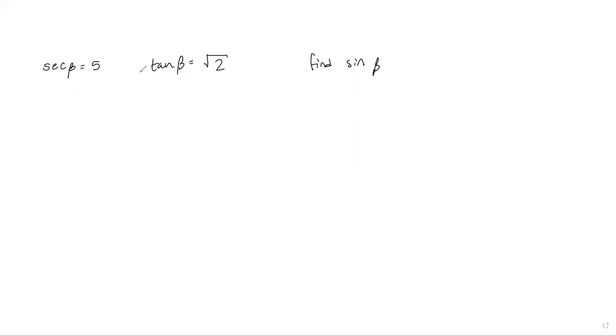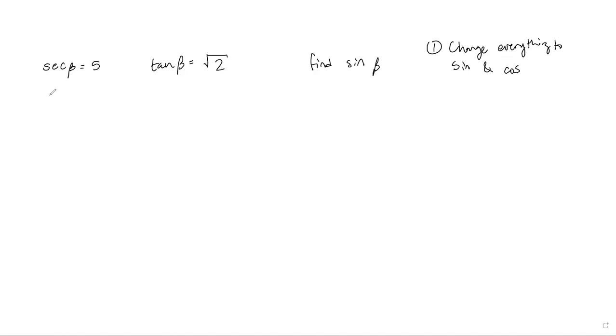So, let's say that we wanted to find sine. We're given secant, we're given tangent. First thing that you want to do, change everything to sine and cosine. We're not going to worry about these values. We're just going to focus on changing everything to sine and cosine.